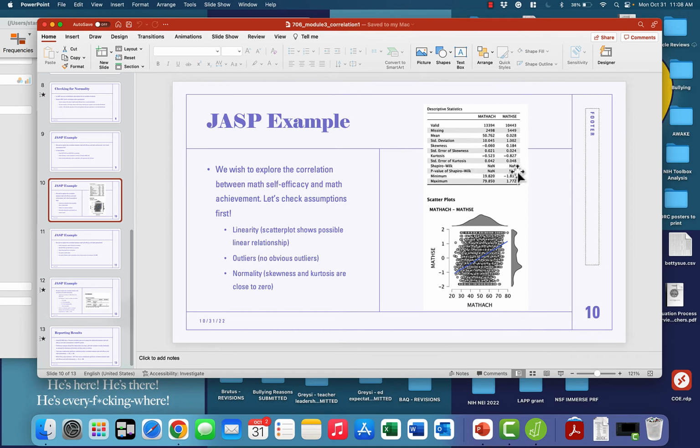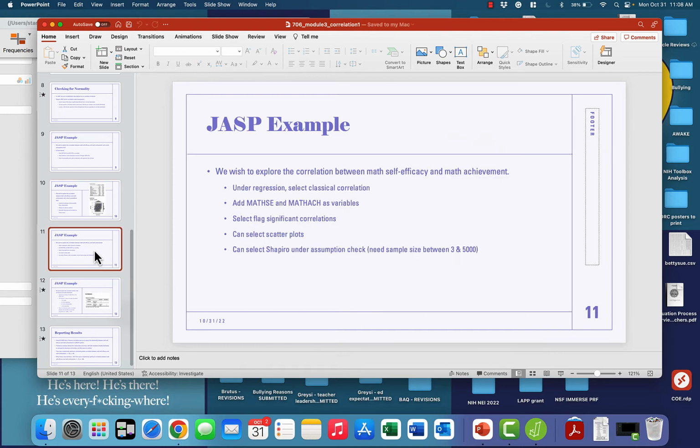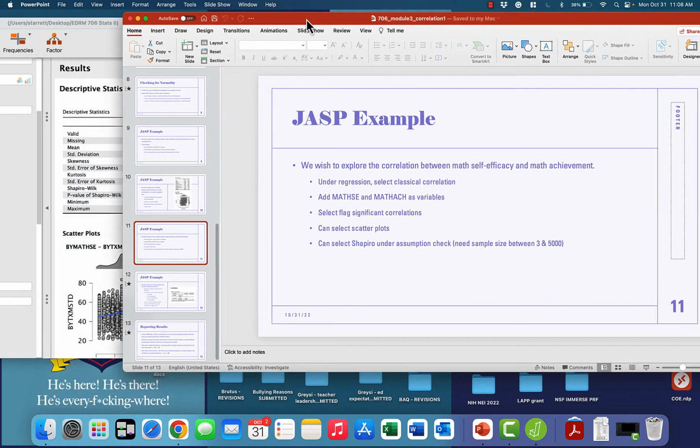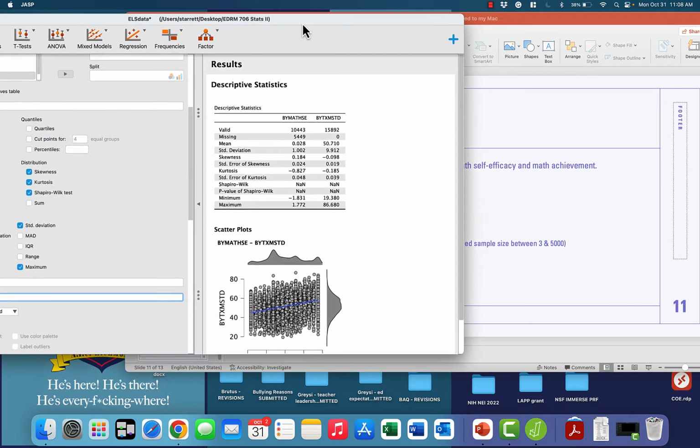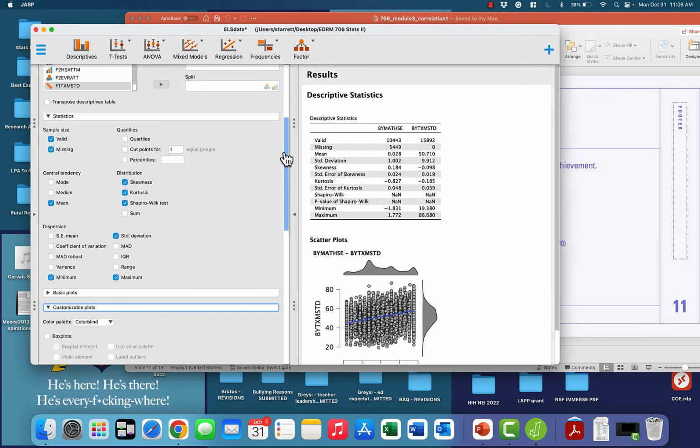Shapiro-Wilk, notice we do not get Shapiro-Wilk here in our descriptives. And the reason is in JASP, it only calculates Shapiro-Wilk when your data set is between 3 and 5,000. So just a problem with this extremely large data set. All right, but now let's run the actual correlation.